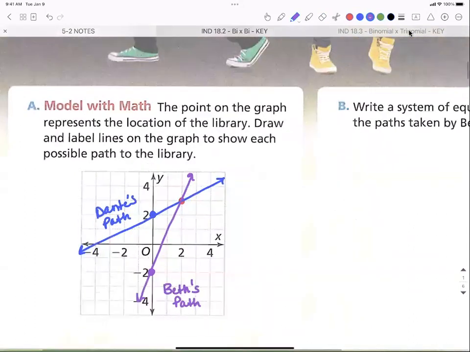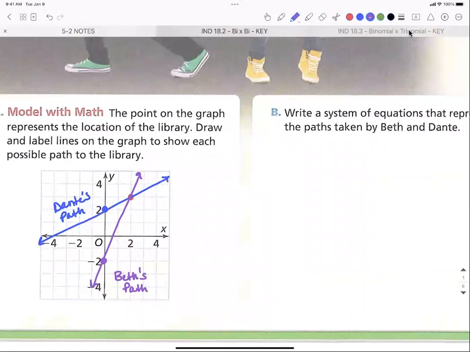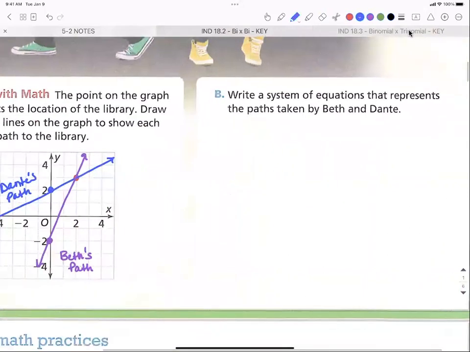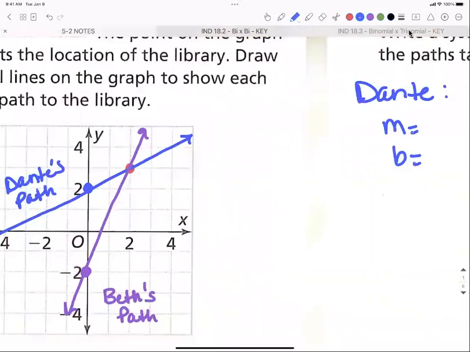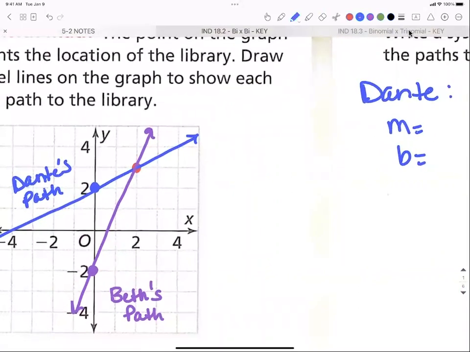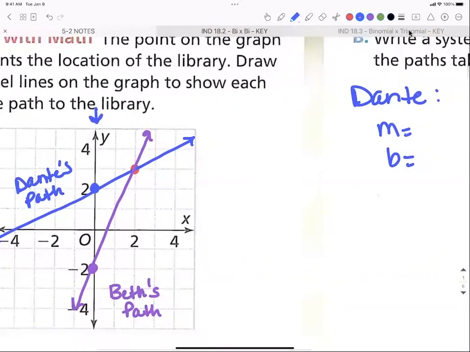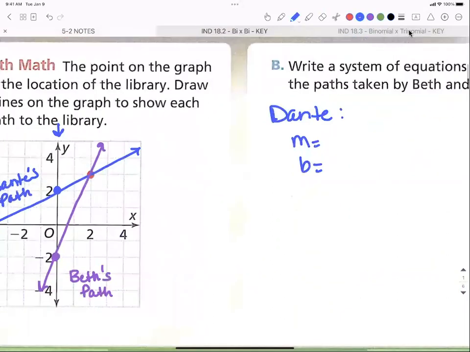Now it says to write a system of equations. Well, all that means is you have to write an equation that matches the line you did for Dante, and you have to write an equation that matches the line you did for Beth. So if we go to Dante first, to write an equation, what do we need? Good, we need an M and we need a B. Now, because we were kind of thoughtful about how we drew those lines, what is Dante's B? Remember, B is where it crosses the y-axis, 2. So for Dante's B, it's 2.